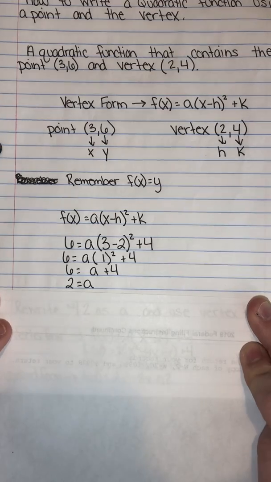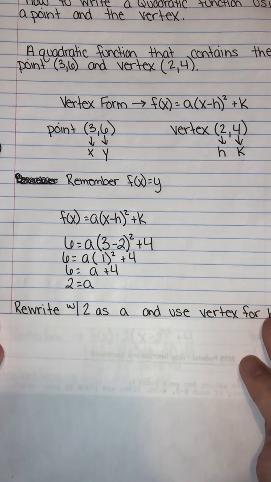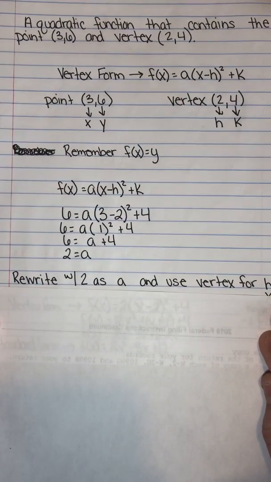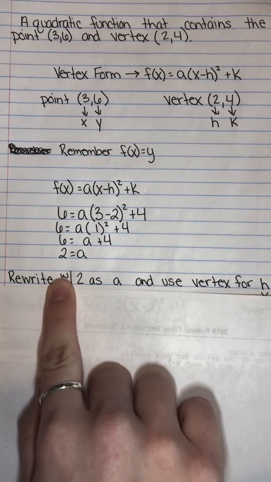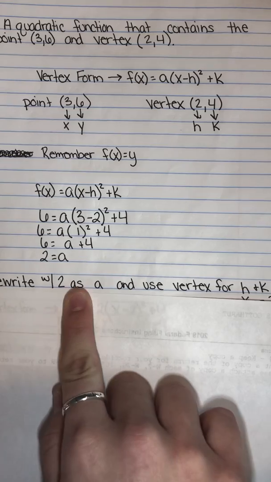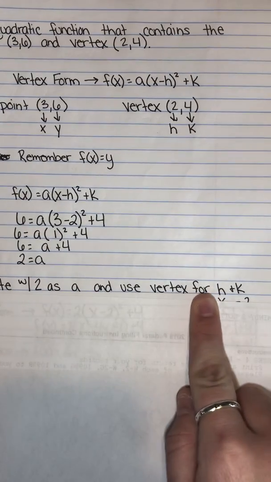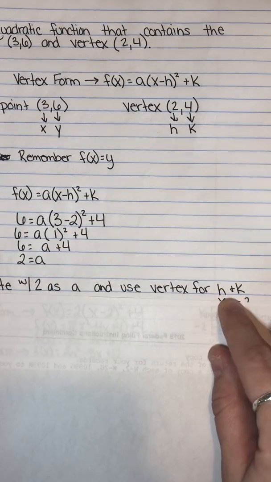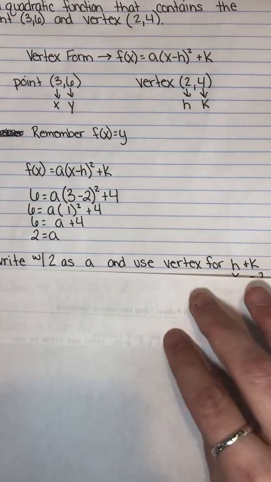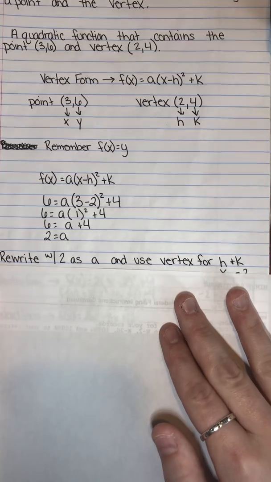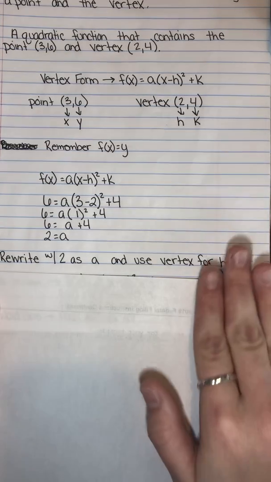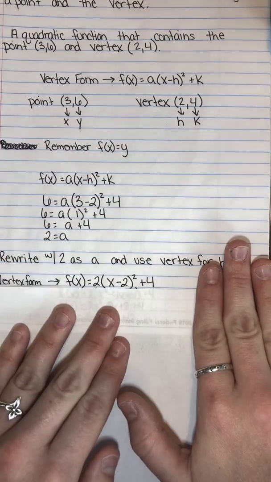So, okay, with this information, what we're going to do is rewrite our vertex form with, that's what the little w slash means, with 2 as a, and we're going to use the vertex for h and k. So we're just rewriting our vertex form. I need to try to cover up part of this while I expose it.